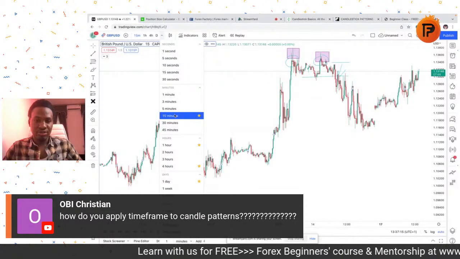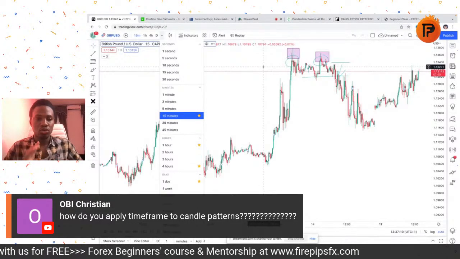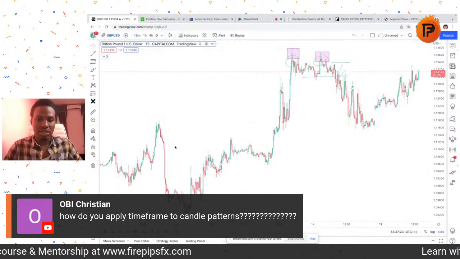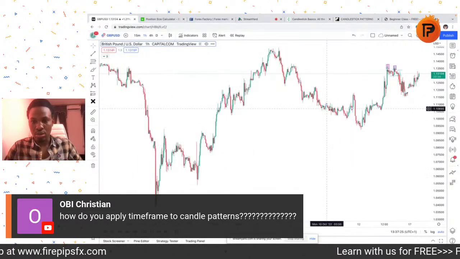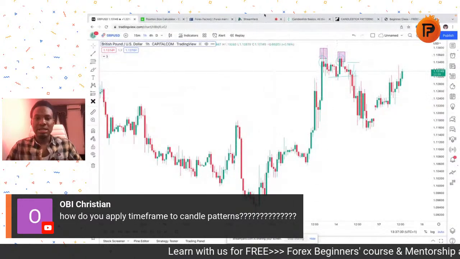If you click on the 15 minutes time frame, what that simply means is all the candles here took 15 minutes to open and to close. If I click a 1 hour chart, that simply means each candle, so it's going to load up, each candle here took 1 hour to open and to close. I think that answers your question.